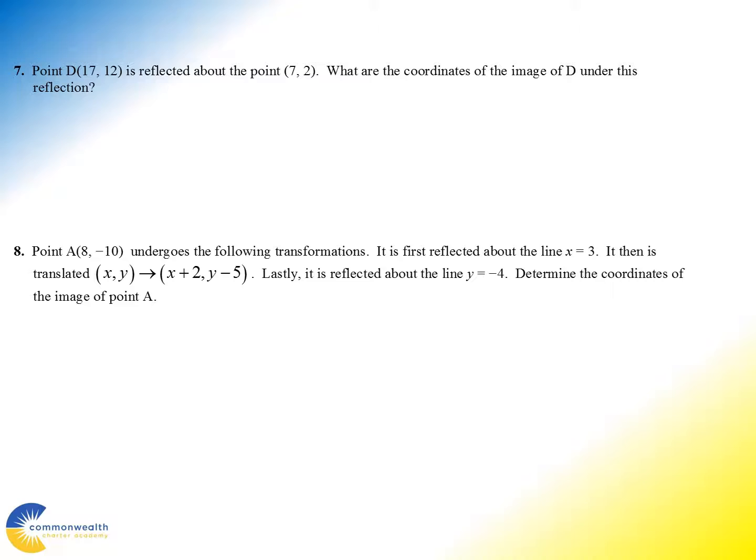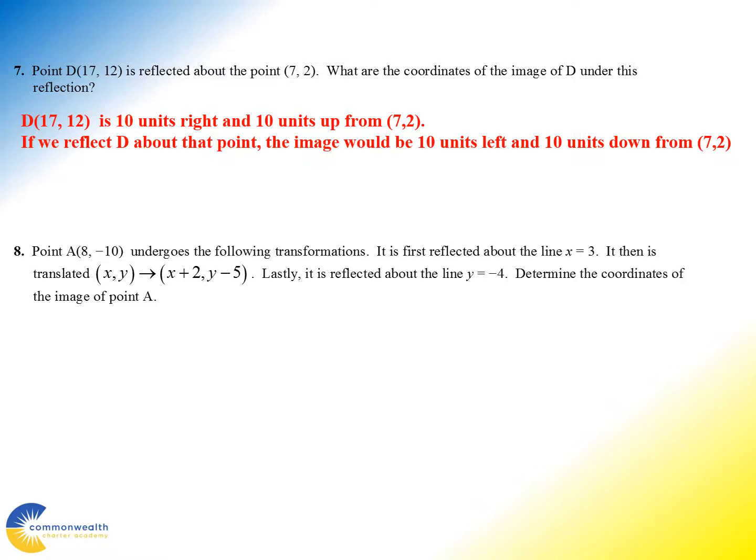If point D, which is at 17, 12, is reflected about the point 7, 2, what are the coordinates of the image of D under this reflection? Okay. So when I'm reflecting about a point, which we don't discuss a whole lot, it's mentioned a couple of times, even in small instances in these first 3 lessons in Unit 5. I basically am looking at drawing a line segment between my point and that point, and then drawing a line that's perpendicular to that.